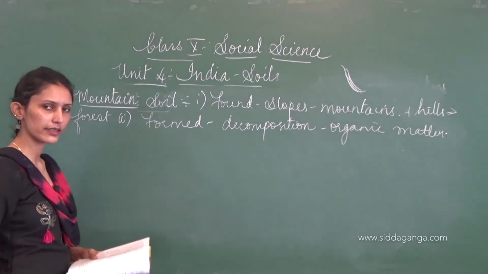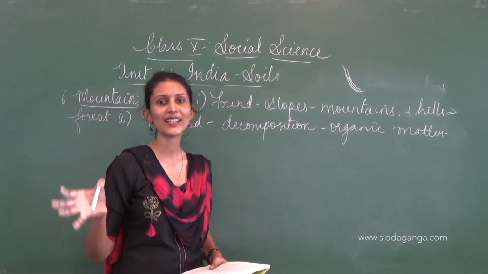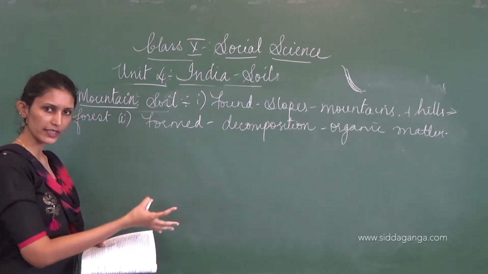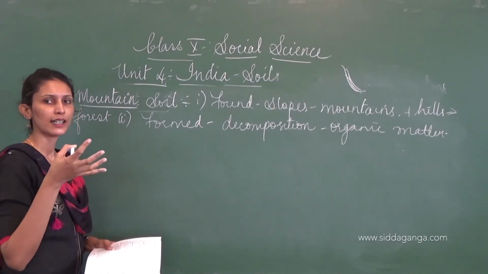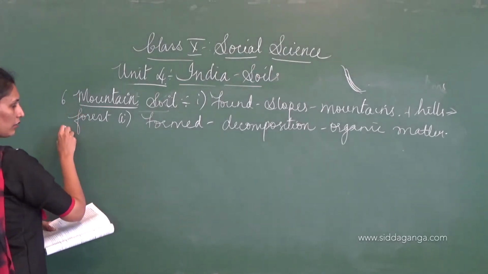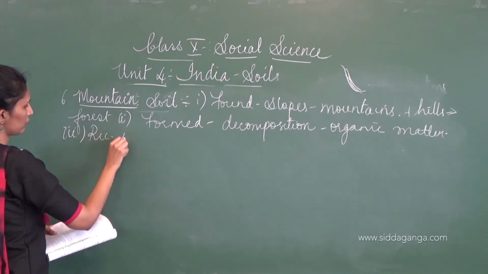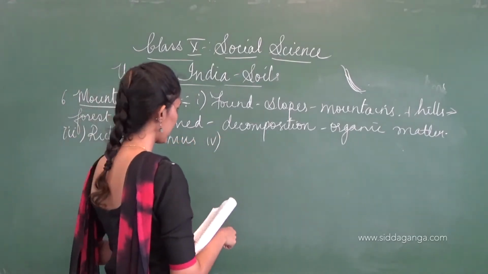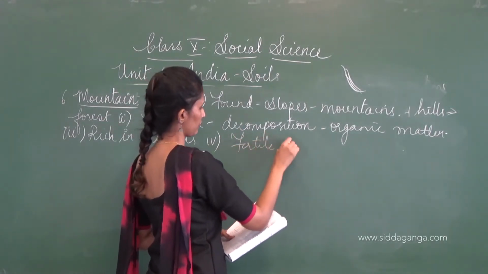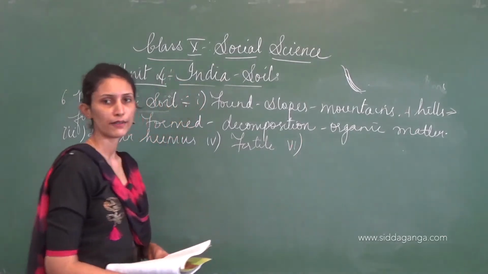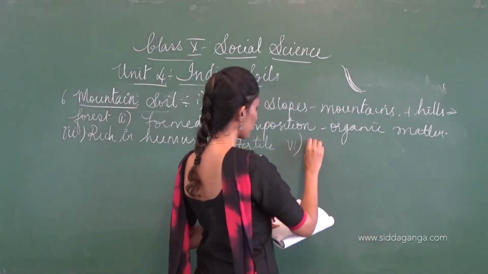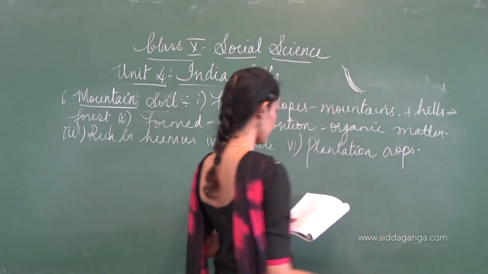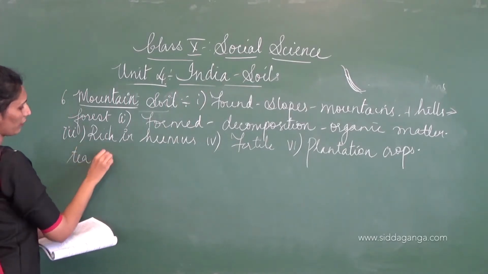So moving on, when there is decomposition of the organic matter, it is rich in humus. What was humus? Humus was formed by these organisms, isn't it, the living organisms. So when this decomposition is there, when there is organic matter present, there is a high content of humus. So it's rich in humus and the land is fertile. Now they are good for plantation crops. That is tea, coffee and fruits.